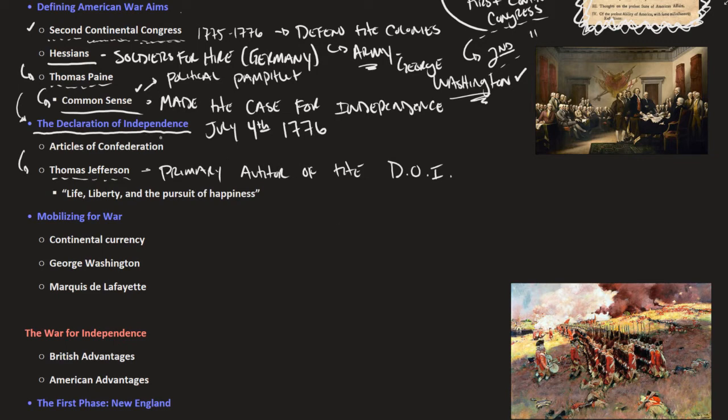And to understand what this document is, it's pretty straightforward. It just states the reasons for separating from Britain. The Declaration of Independence is not a governing document. We're not ruled by the Declaration of Independence today. It is simply a document that states the reasons for separating from Great Britain. We're probably most familiar, if we have heard of the Declaration of Independence before, with the preamble, which pretty much outlines what I would say a lot of what we consider founding principles.